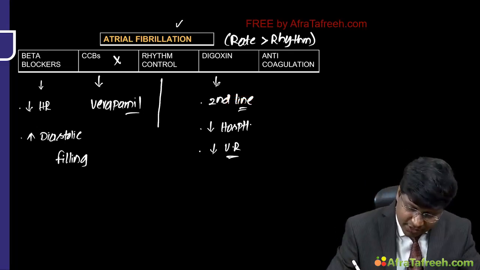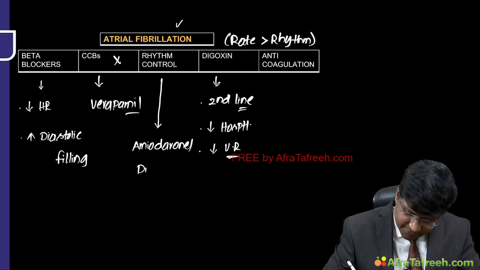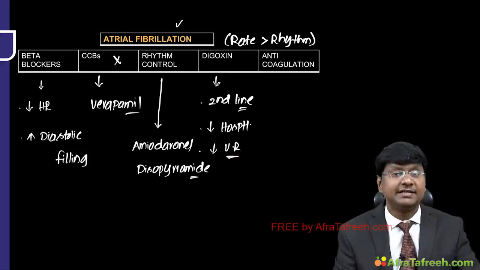Next is rhythm control. So rhythm control can be achieved by giving amiodarone, or another important drug is disopyramide, right? Another important drug is disopyramide. So these are the drugs which will do the rhythm control.